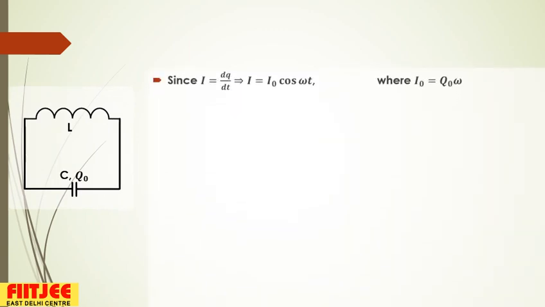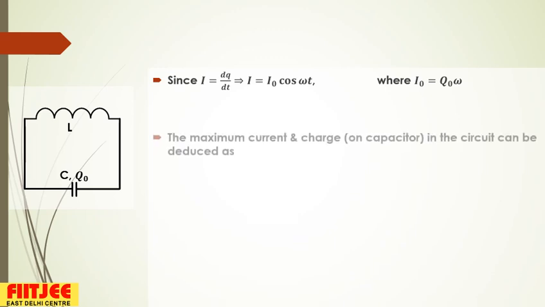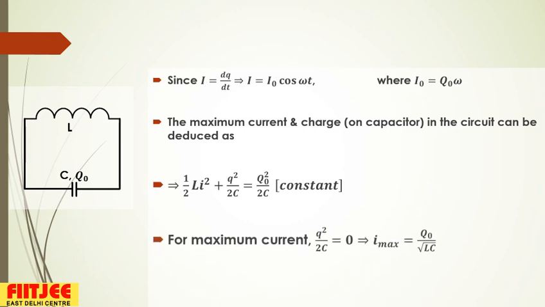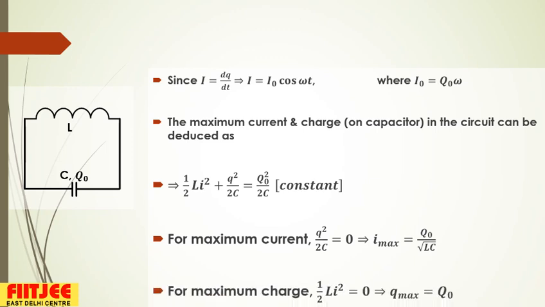Since I = dq/dt, this implies I = I0 cos ωt, where I0 = q0ω. So the maximum current and charge in the circuit can be deduced from (1/2)Li² + q²/2C = q0²/2C, which is constant. For maximum current, q²/2C = 0, which implies I max = q0/√(LC). And for maximum charge, (1/2)Li² = 0, which implies Q max = Q0.